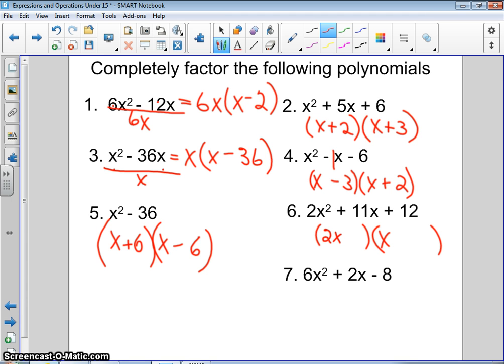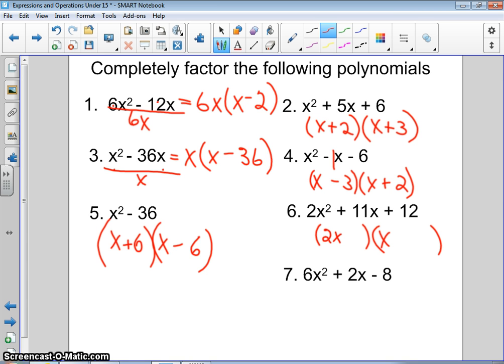So we can't play the number game. We can't play the number game on this one because we've got a 2 in front of the x squared. So what we have now is trial and error. We are looking for two numbers that multiply to 12, but we're going to have to plug them in and kind of fiddle with it until we get the right combination that'll give us 11 for the middle term.